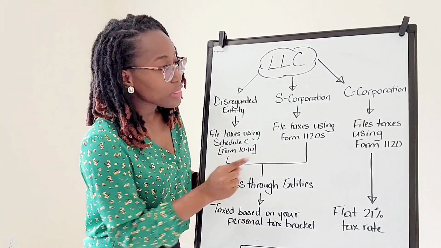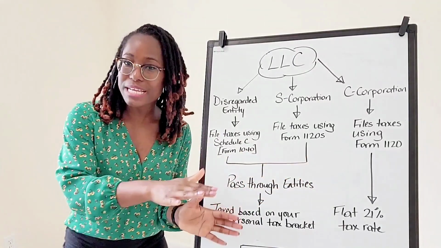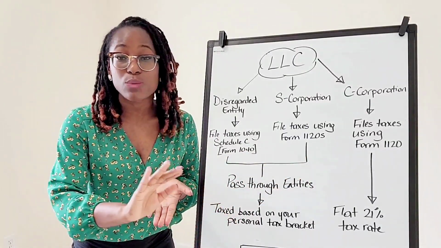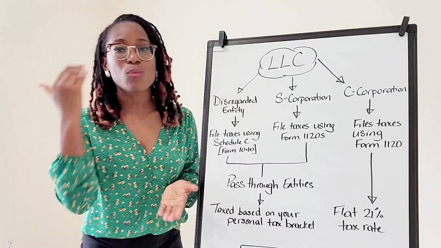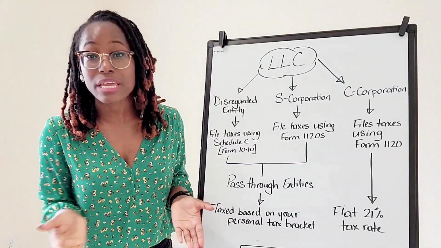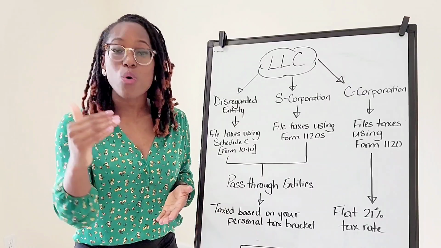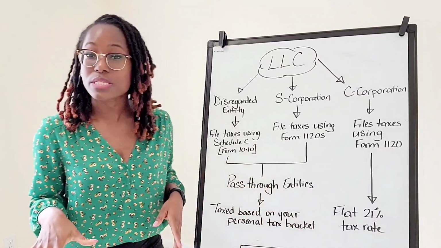Okay, now on the flip side, we have the C Corp, which sits by itself. It has a flat 21% tax rate. So you don't have to wonder how much your taxes would be if you were a C Corporation. You already know off the bat because it's a flat 21%.